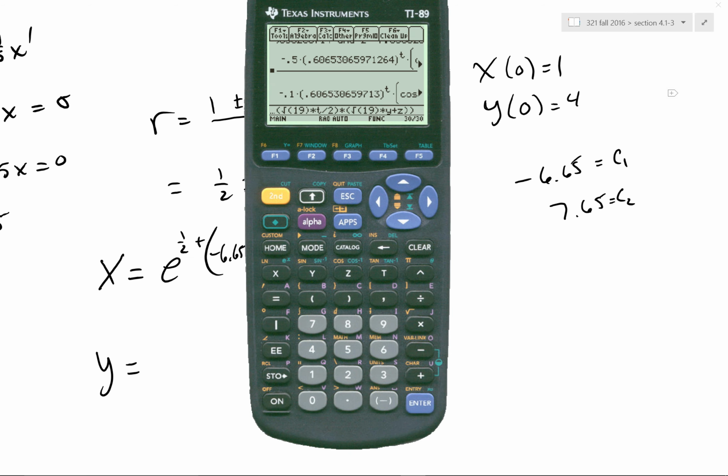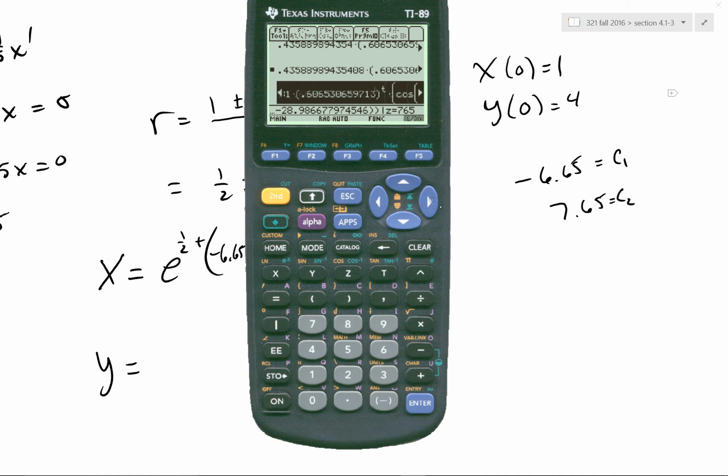But check this out. I can also do this, such that y equals negative 6.65, and such that z equals 7.65. So you end up with this mess. Now this is not wrong. It's not even close to being wrong. It's actually really just fine. Nothing wrong with it. Notice what's happened is they've just distributed some stuff out of it.